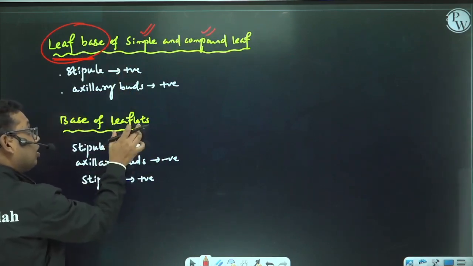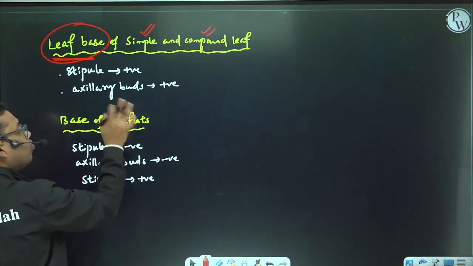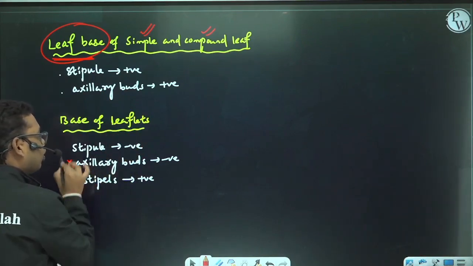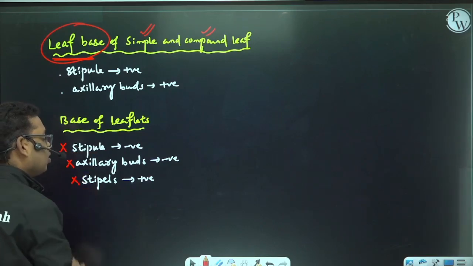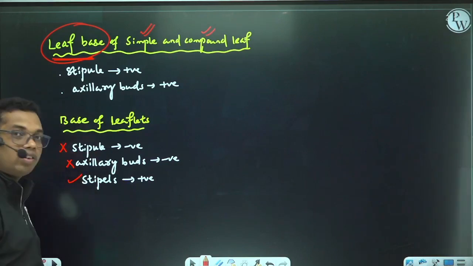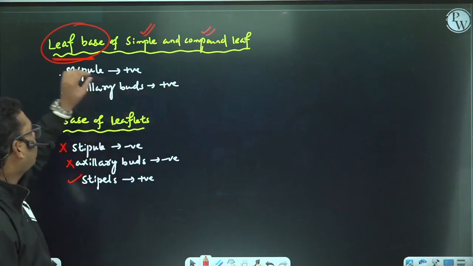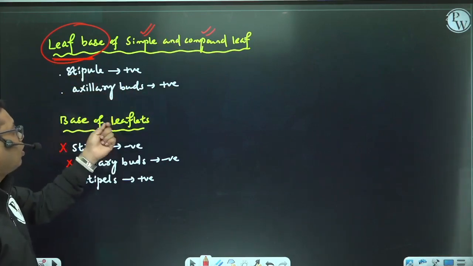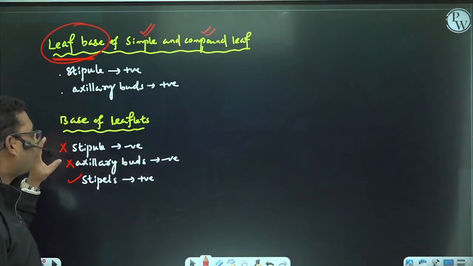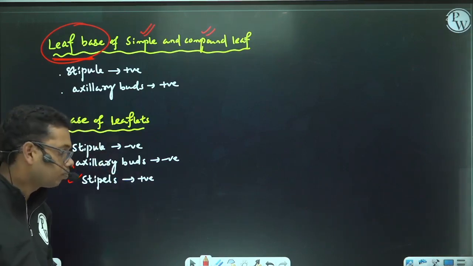But at the base of the leaflets of the compound leaves, base of what? Leaflets, not leaf base. This is base of leaflet. That will not have axillary bud, that will not have stipule, but that will have the stipels. So this is one difference. Leaf base of simple and compound leaf, they have stipule as well as axillary bud, but base of leaflets of compound leaf, that will not have stipule, not have axillary bud, but that will have stipels. That is very, very important.